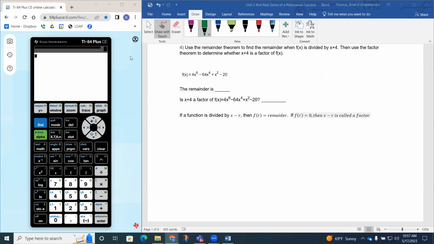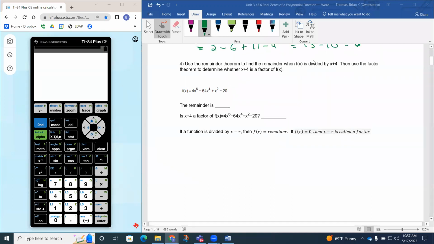So question 4 says use the remainder theorem to find the remainder of f of x when f of x is divided by x plus 4. Then use the factor theorem to determine whether x plus 4 is a factor of f of x. So again, down here, we have if a function is divided by x minus r, f of r is going to equal the remainder. So that's how we have x plus 4.